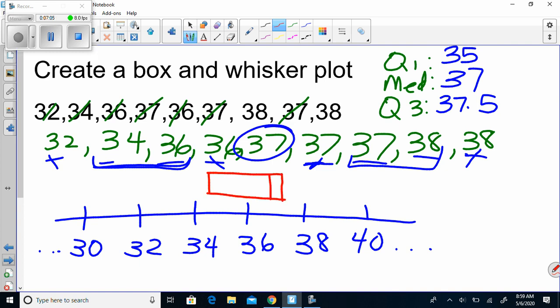There's my box. Now again, to do my whiskers, I need my 32, which is the lower half of my data, and my 38, which is the max of my data. And there is your box and whisker plot.